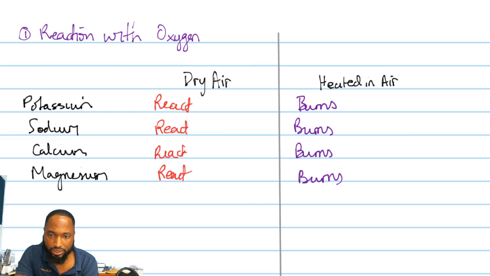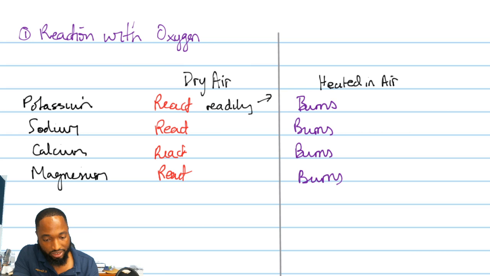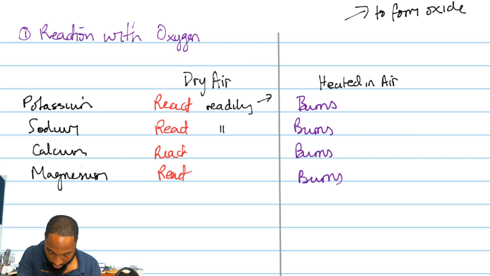So on how it reacts. Potassium, sodium: readily. It forms the oxide when heated. Yes, that's correct. All of these form the oxide, right? So potassium oxide, sodium oxide. They react readily to form the oxide. This arrow is to form oxide. Reacts readily.